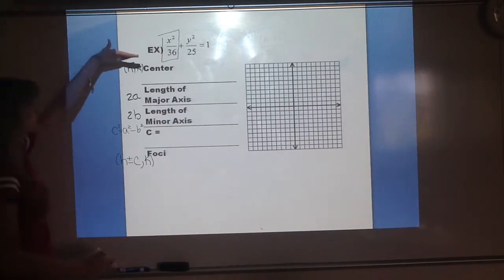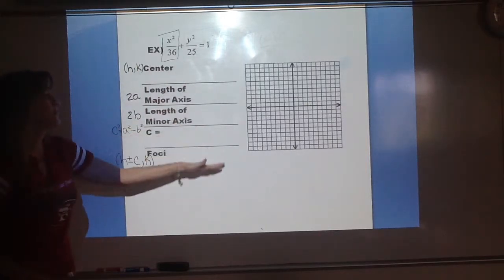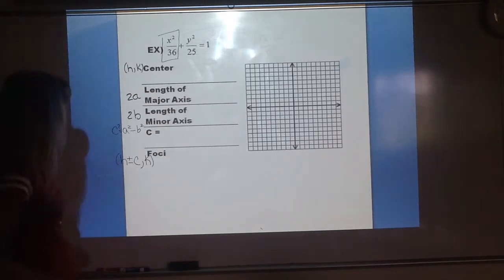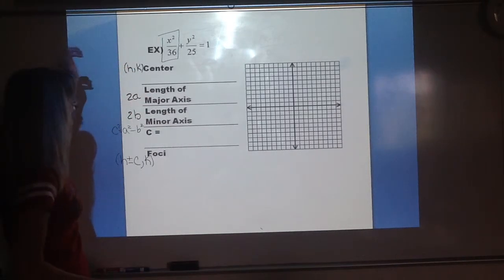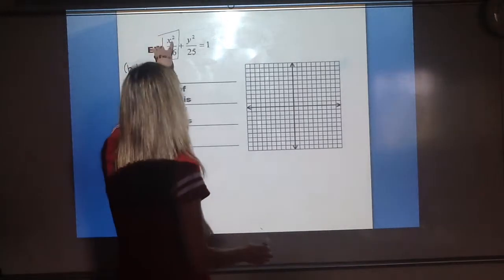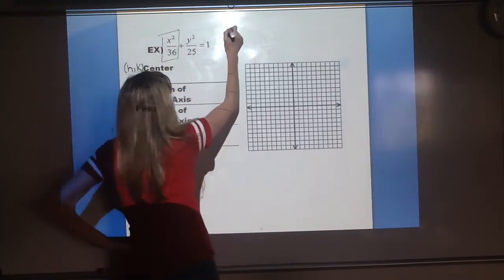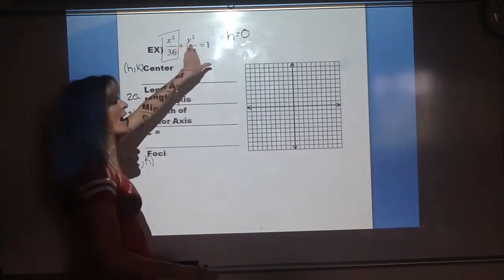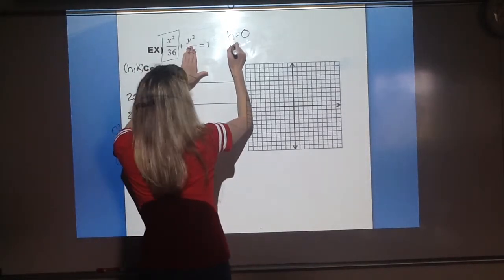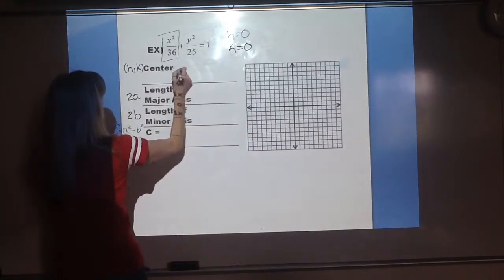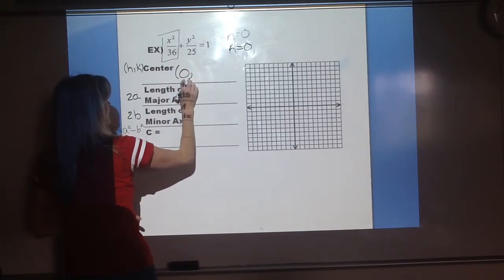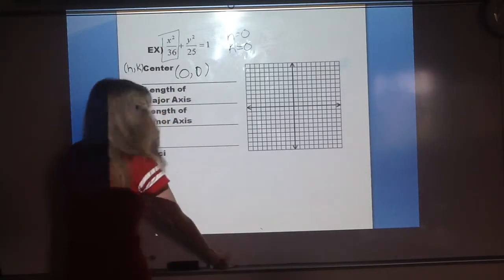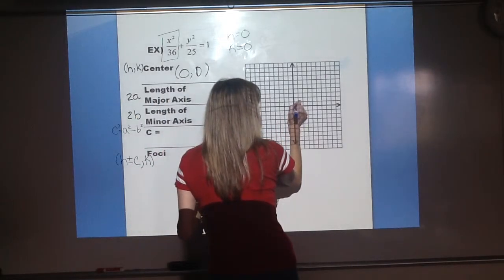All right, so I want to determine all of these things, and then I'll fill them in, and I'll graph them as I go. Let's start with the center. My center is determined by hk. H is the number being subtracted from x, and what's being subtracted from x is 0. My k is what is being subtracted from my y. Well, nothing, so my k is 0. So the center of this ellipse is 0, because that's my h, and 0 because that's my k. So the center is at 0, 0. I'm going to go ahead and put my center on here.